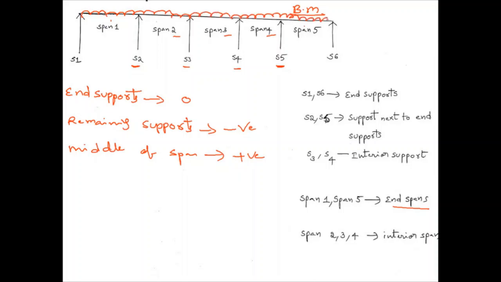So when the UDL is there completely, at the end supports the bending moment will be 0. At the remaining supports the bending moment will be negative, and at the middle of the span the bending moment will be positive. That's the condition. Then if you take the supports S2 and S5, they are called the support next to the end support.